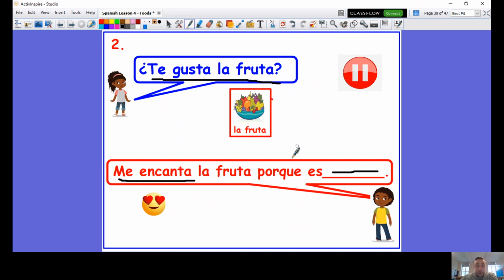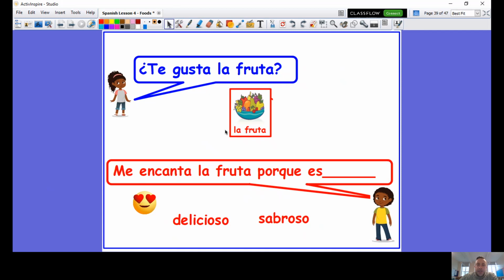Muy bien. I hope you've written your word. Let's have a look at what we could have chosen. Ah, ¿te gusta la fruta? Me encanta. Very positive. La fruta porque es. You could have written delicioso. Who wrote delicioso? Well done. I love fruit because it's delicious. Or you could have also written me encanta la fruta porque es sabroso. Who wrote sabroso? Well done. Me encanta la fruta porque es sabroso. I love fruit because it's tasty.